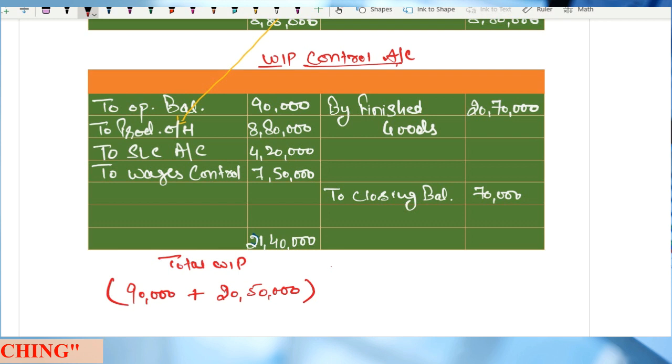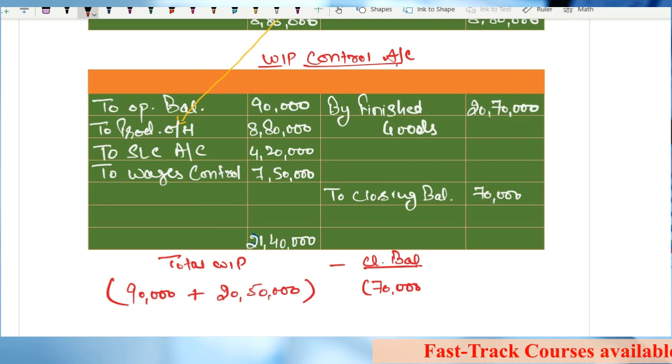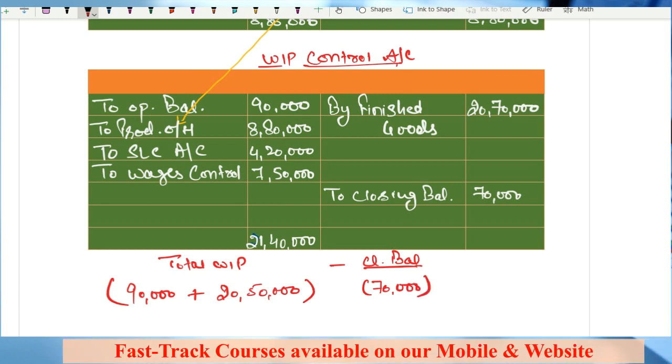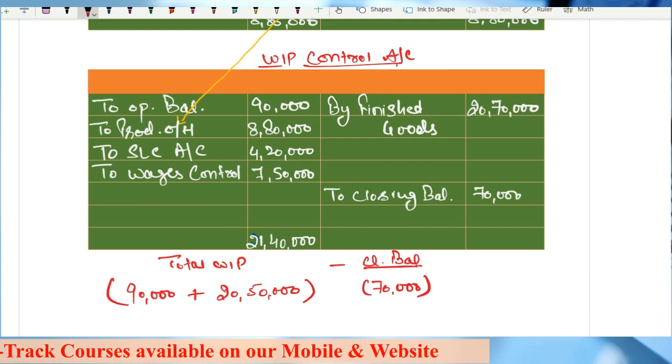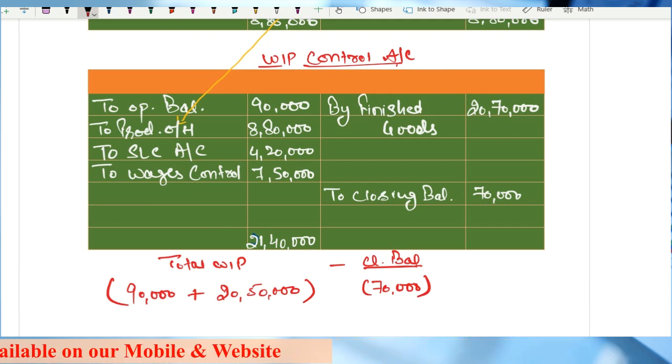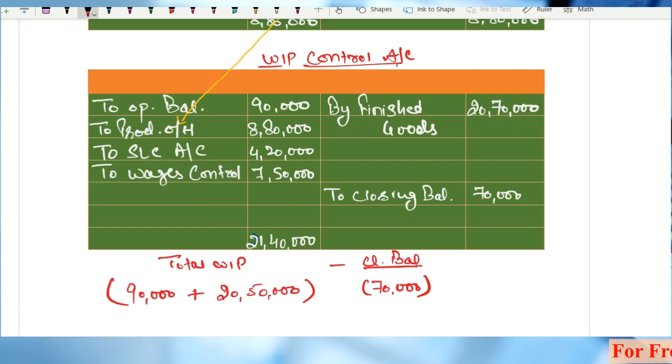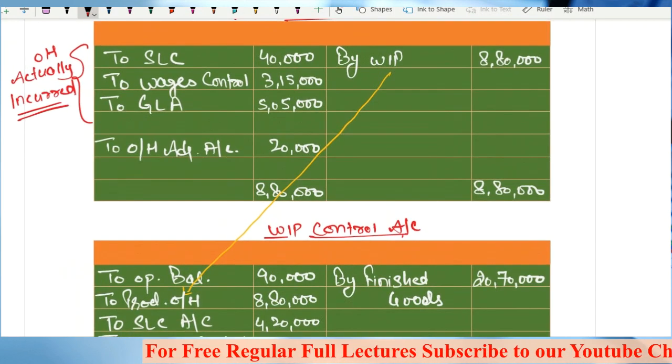Now at the end, when I checked my closing balance, it was only 70,000. Now if the WIP has reduced, that means we have converted the WIP into finished goods. Only then my WIP will come down, right? Because I have converted the WIP into finished goods. Clear? So this is about the WIP control account. Any doubts in these two accounts?